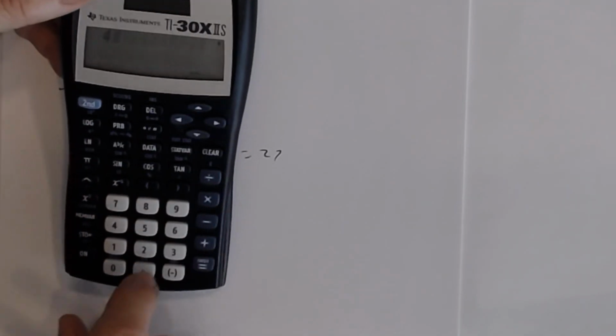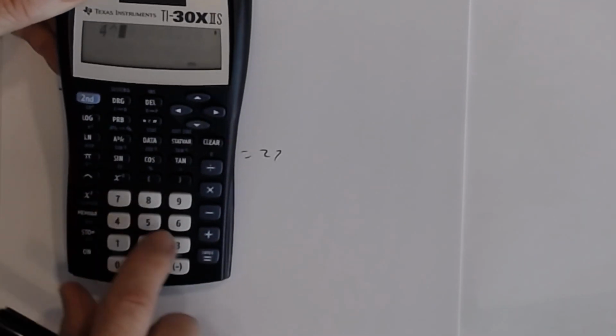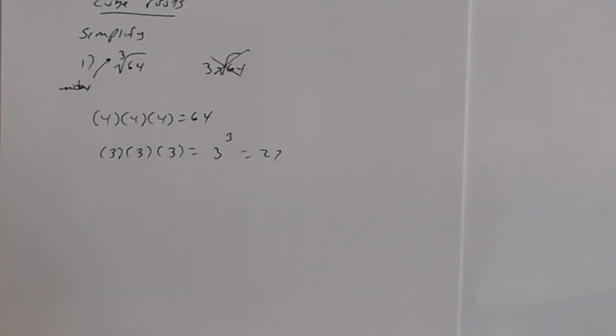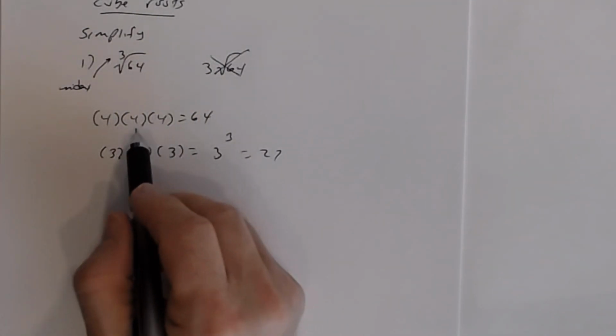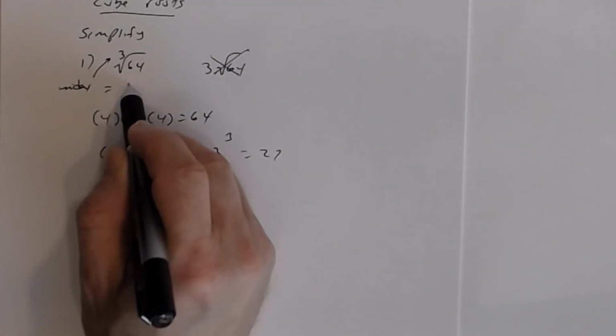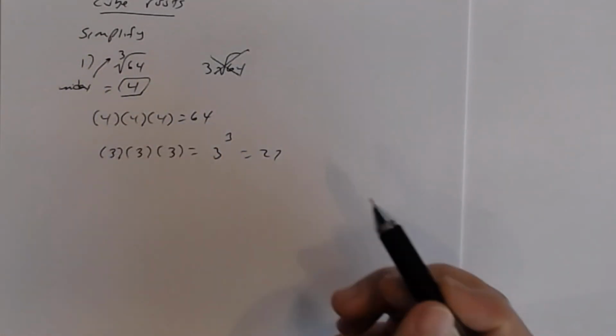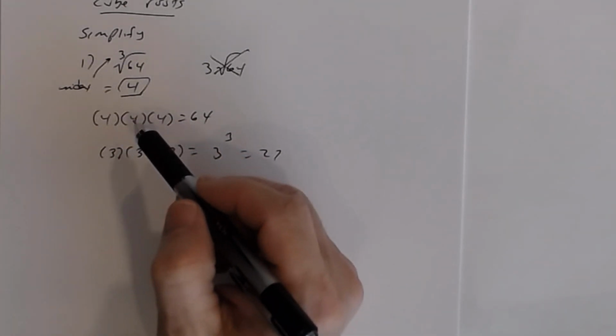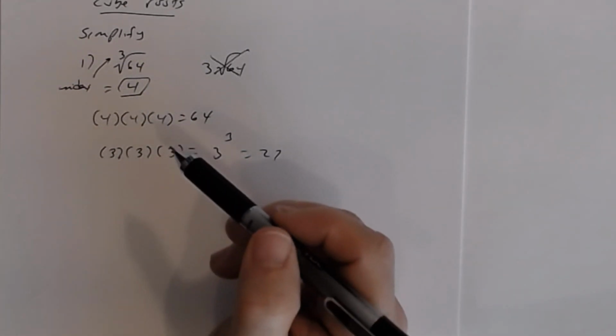But on your calculator, you're going to say 4 raised to the third power equals 64. So make sure you know how to use your calculator. So the cube root of 64 is just 4. That's the cube root of 64. Cube root of 64 is 4 because 4 times 4 times 4 is 64.